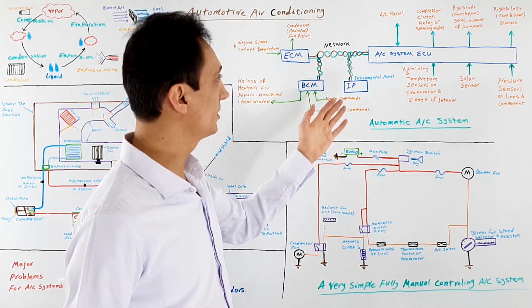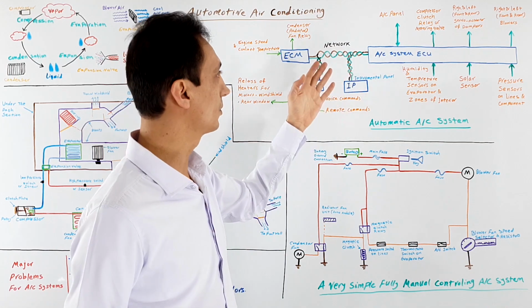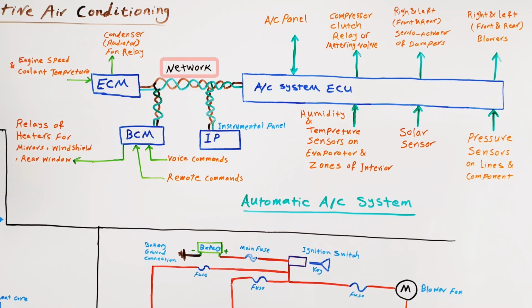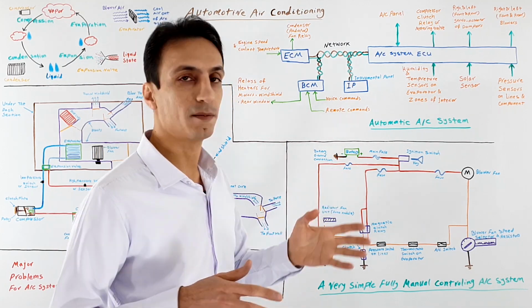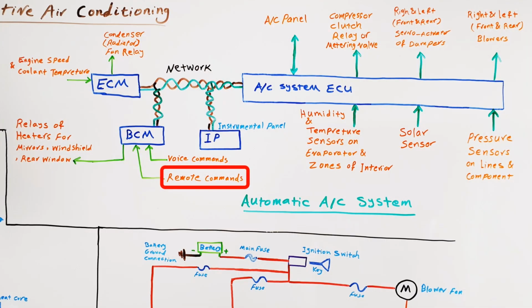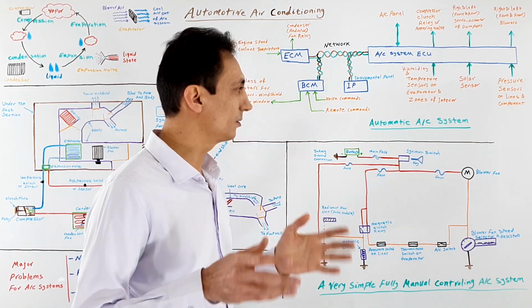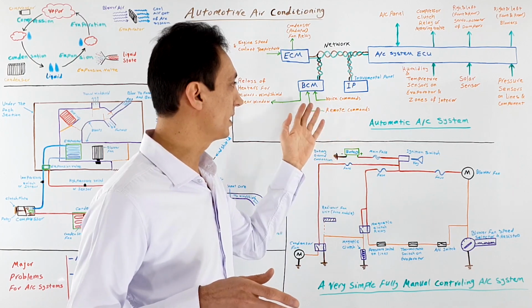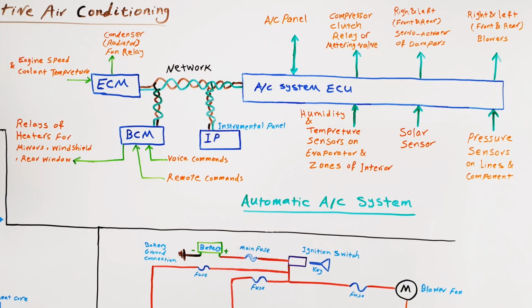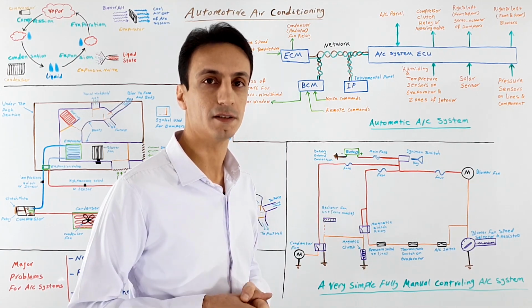Also, these systems have an exclusive ECU that works on a network to receive information about engine coolant temperature, engine speed, vehicle speed, and also receiving commands from some remotes that are sent to activate the AC system before the driver comes to the car, and also receiving digitized voice commands that are processed by the body control module to activate and regulate the AC system by the driver.